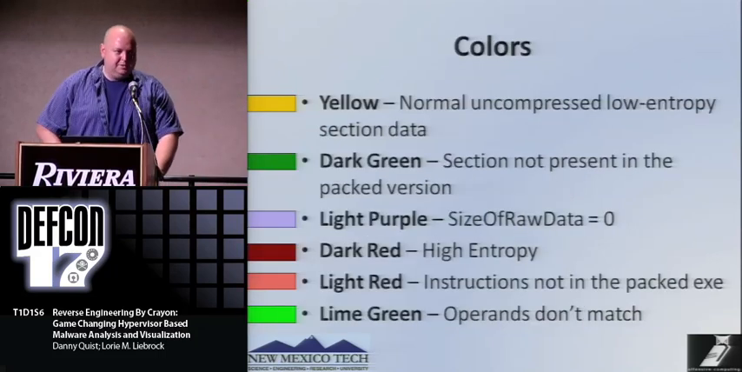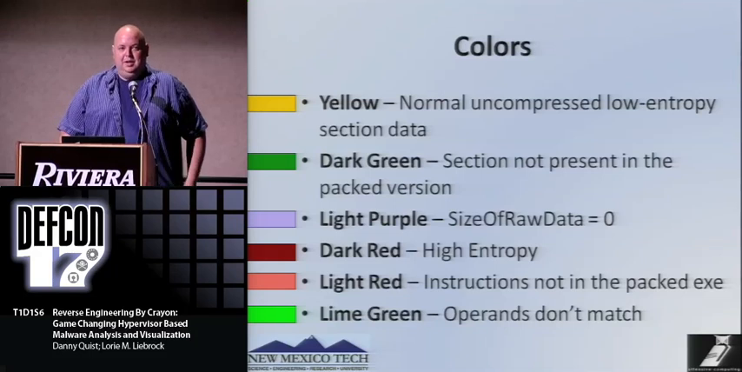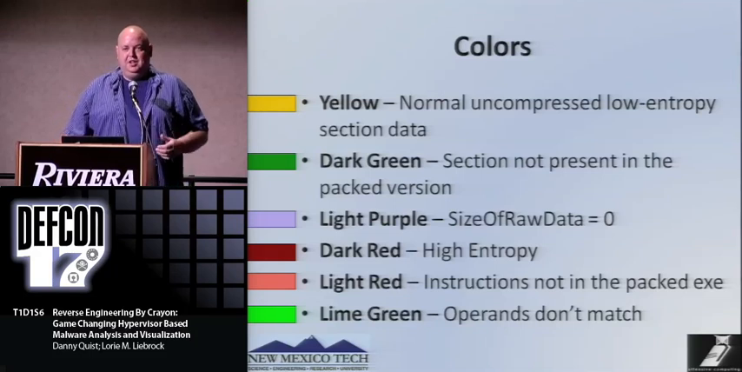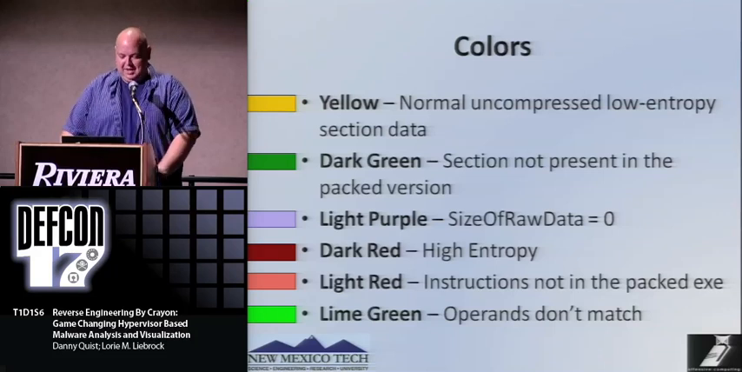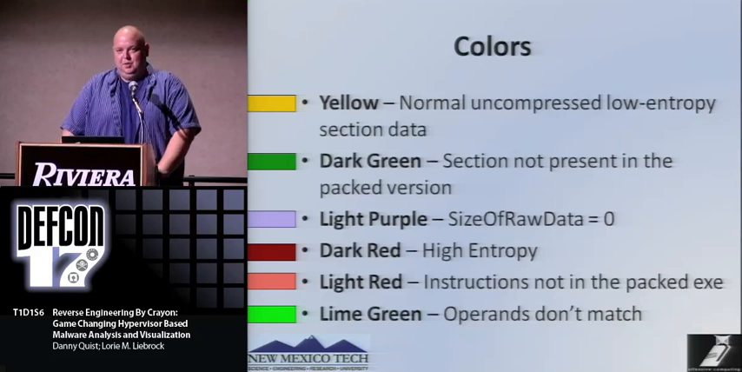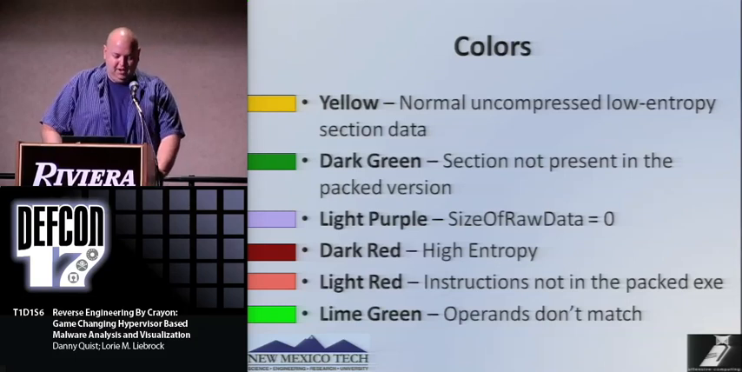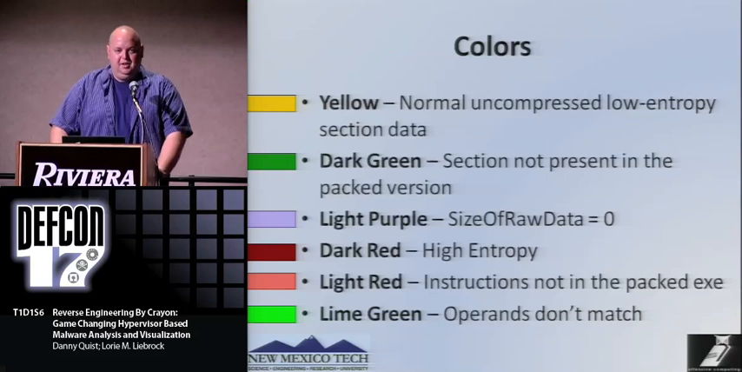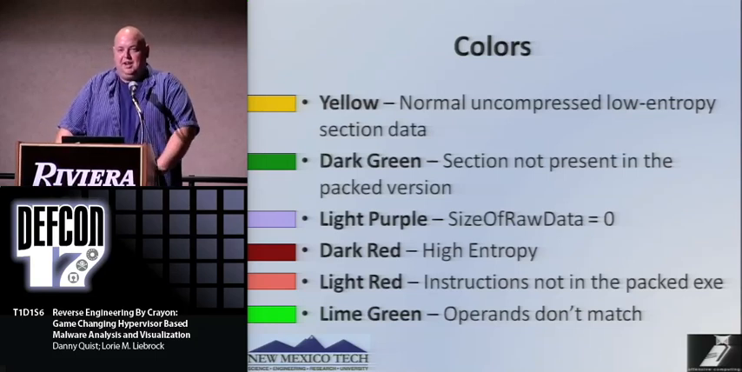Okay, so again, these colors were chosen sort of arbitrarily. What these represent is the relation of the file that has been dumped from Ether to what's actually on disk. In this case, we're trying to identify execution into sections where code doesn't exist. Yellow is the standard normal compiler generated code. Dark green is where the sections not packed are present in the packed version, so this would be something like executing inside of the PE header.